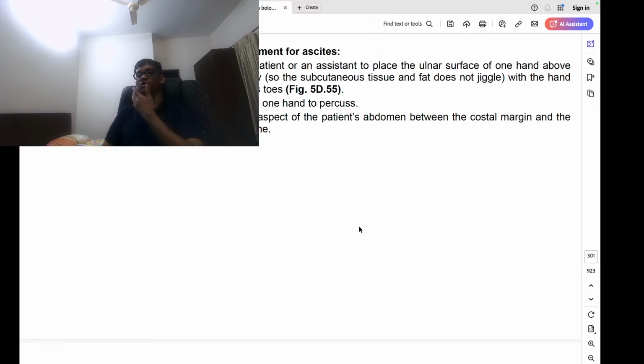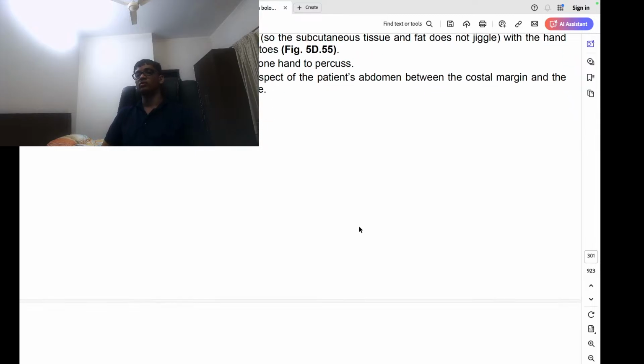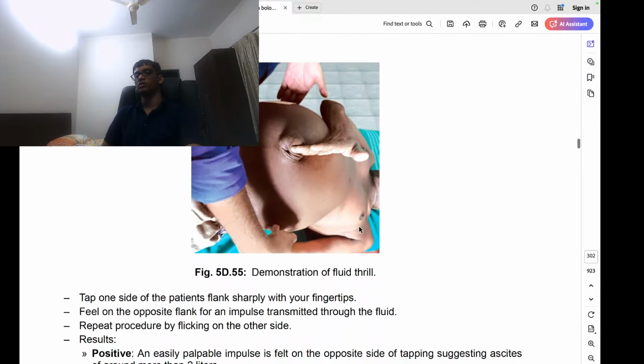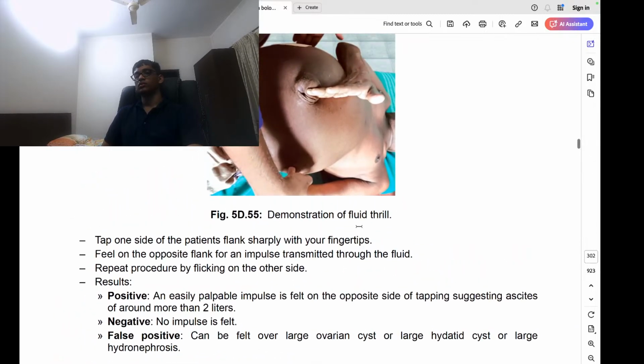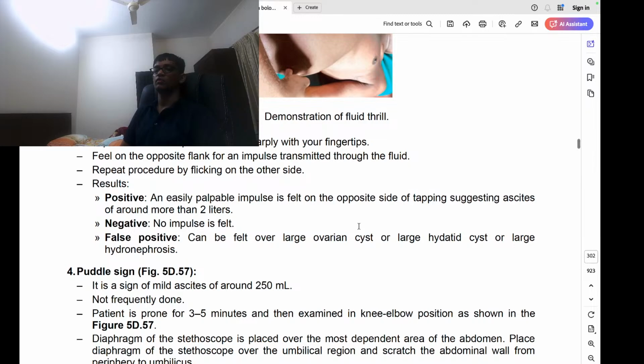In supine position, ask the patient to place the ulnar surface of one hand on the abdomen; use one hand to palpate and the other to percuss. Place the hand on the lateral aspect of the abdomen between the costal margin and the iliac crest. So you percuss like this, flick with the fingertip, and feel on the opposite side, passing through the fluid. Repeat the procedure by flicking on the other side.